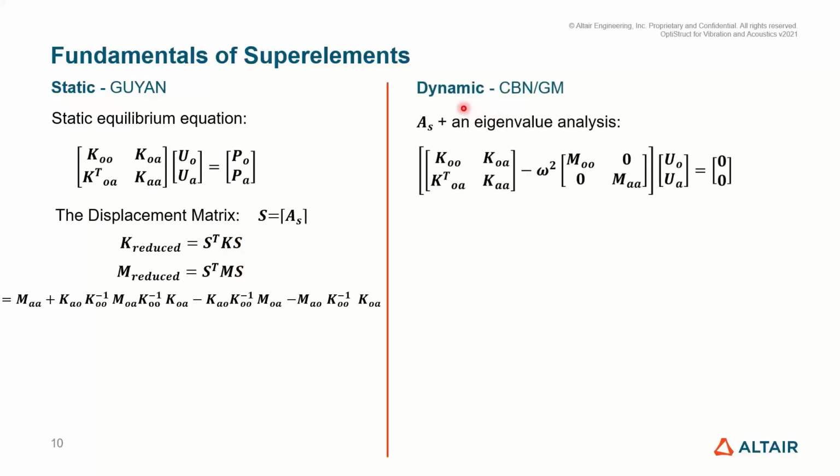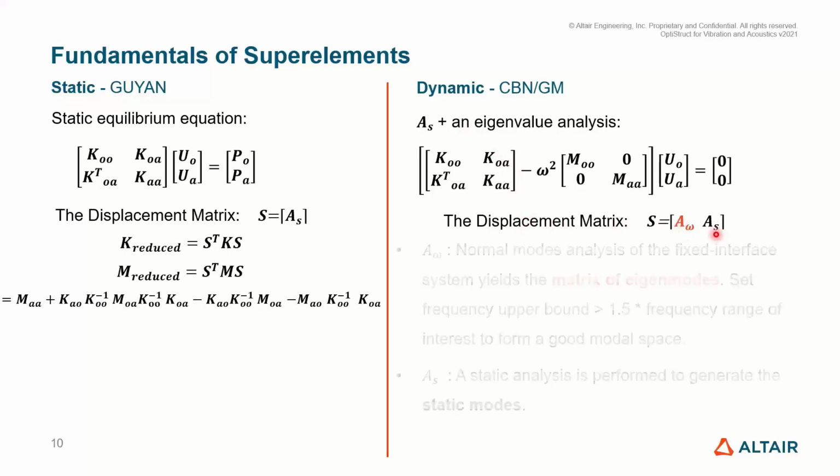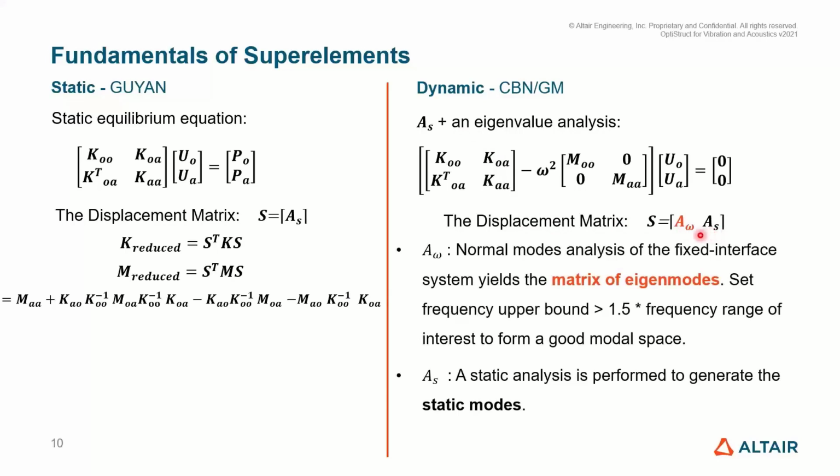In dynamic reduction, besides AS, an eigenvalue analysis is also performed. Then in displacement matrix, we will have two parts, A omega and AS. So the A omega is a matrix of eigenmodes. The best practice is when we ask OptiStruct to calculate the eigenmodes, we should set the frequency upper bound at least 1.5 times of the frequency range of interest.